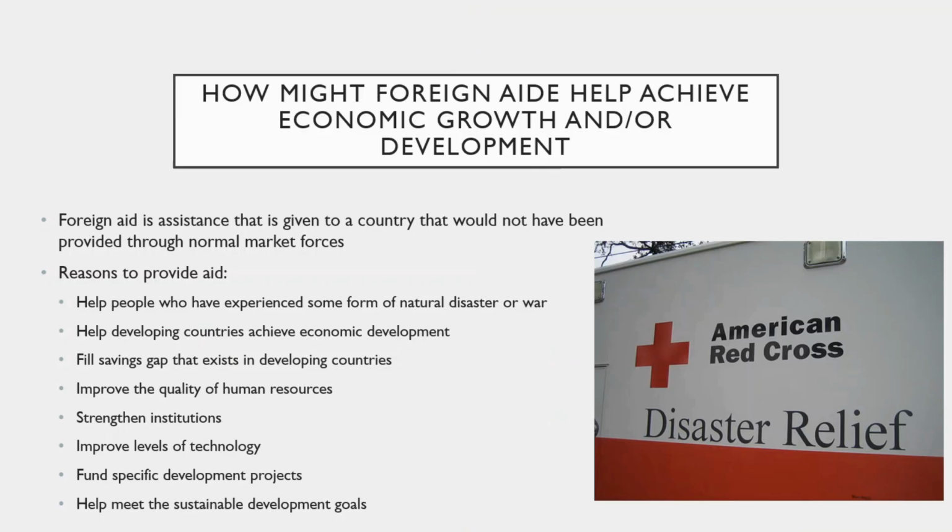How might foreign aid help countries? Foreign aid is the assistance that is given to countries that would not have been provided by normal forces. Reasons countries or organizations provide aid: to help people who have experienced some form of natural disaster or war, help developing countries achieve economic development, fill the savings gaps that exist in developing countries, improve the quality of human capital, strengthen institutions, improve levels of technology, fund specific development projects, and help meet sustainable development goals.